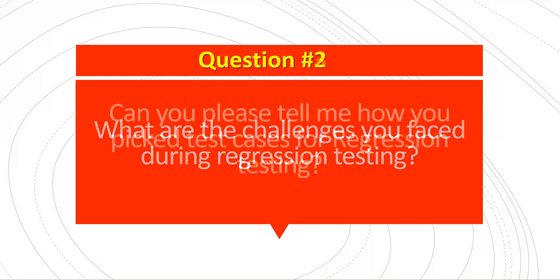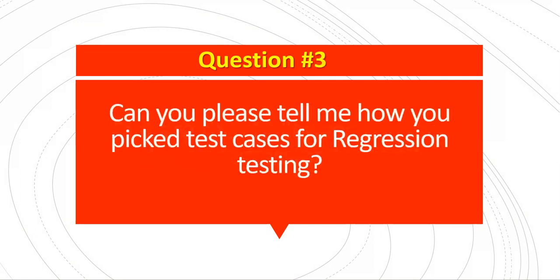Okay. Now the next question is, can you please tell me how you pick the test cases for regression testing? Normally regression testing means the bug fixes, right? So when you perform regression testing, we have to choose some of the test cases. We can call them a regression test suite. In the regression test suite, we need to have some test cases which belong to the particular module where the changes happened. So wherever the bug fixes are done, on that particular module we need to mainly focus, and those test cases we have to choose.